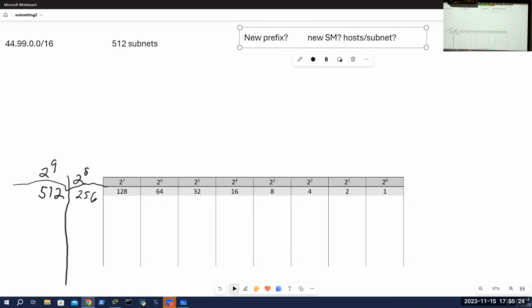Don't shout it out, just raise your hand if you've got the answer to the new prefix. Yes, 25. 25, okay. Correct, and you got that by taking your 2 to the 9, looking at your table and seeing that you needed 9 bits to make 512 subnets. And you take that 9, add it to 16, which is the original prefix, and you get 25, right?